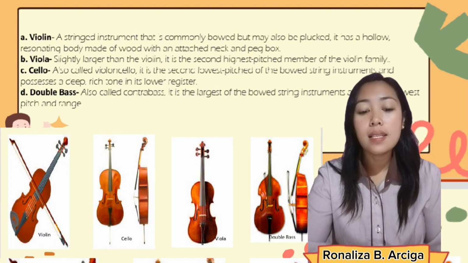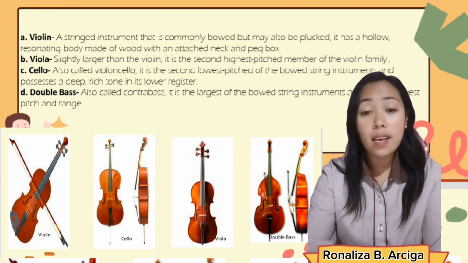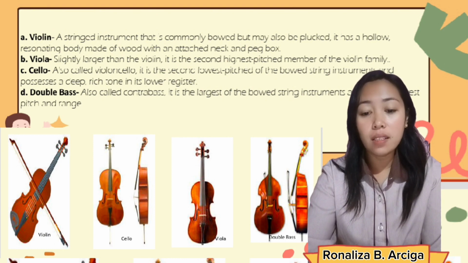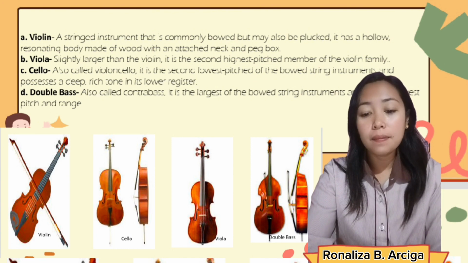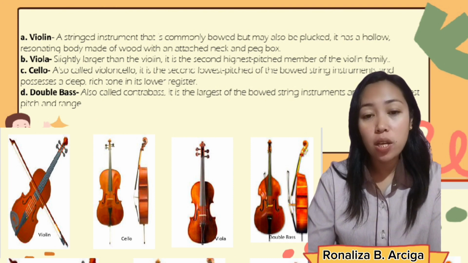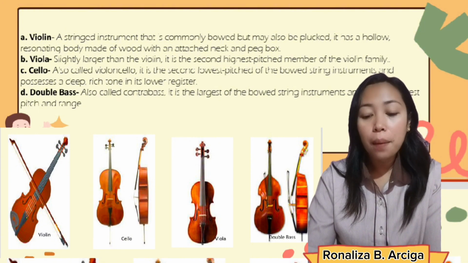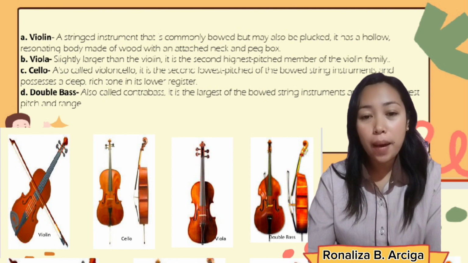Okay, the last one is the double bass, also called contrabass. It is the largest of the bowed string instruments and has the lowest pitch and range. It can be played either by plucking or with a bow. Okay, so plucking and bowing pa din siya. And then, si double bass din yung may biggest but has the lowest pitch. Siya yung pinakamalaki pero siya yung mababang pitch. Ang player naman ito ay nakatayo. Hindi pwede nakaupo dahil hindi niya mayayakap yung double bass kasi sobrang laki.